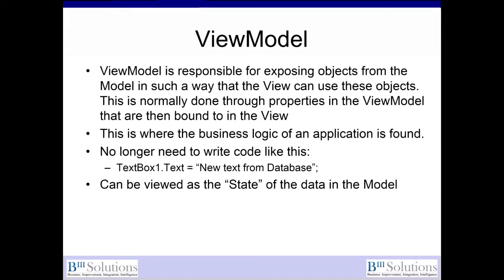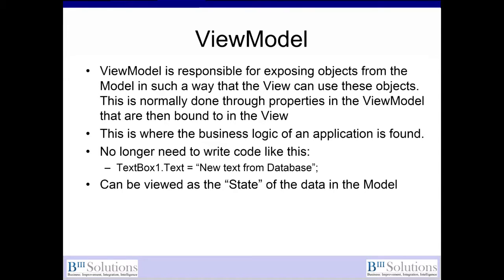So the logic of how to actually do that is contained in your view model. The view model is responsible for exposing objects from the model, so that will be getting your data out of your model in such a way that a view can consume it. So your view can now use these objects that are from your model. Normally this is done through properties in the view model, and then you bind them through the view. It's that binding that does the actual populating of the text box. You're not actually writing code anymore that says, pull this specific value and put it in a text box. You don't do that anymore.